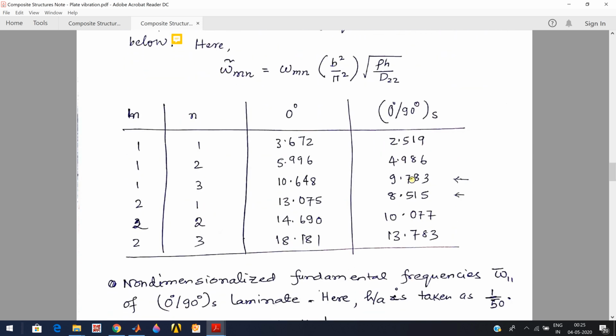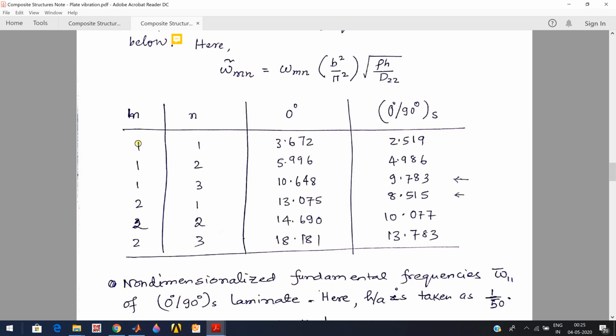And we have shown here, and this table you can get in Jane Reddy book. And here one laminate, single lamina is taken which is 0 degree, and another laminate is taken as 0/90 symmetric, so 4 layers, and the frequencies, non-dimensional frequencies are reported here.